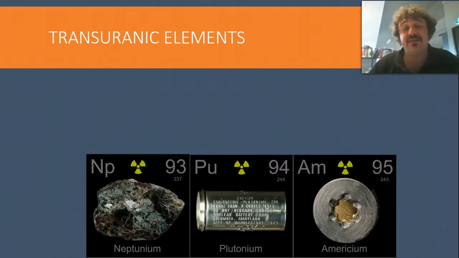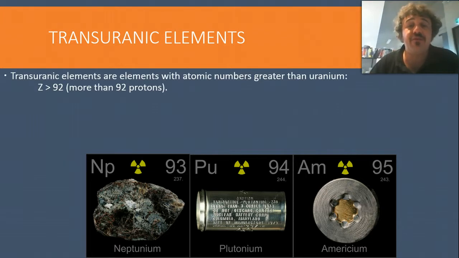Okay, so first we need to say what a transuranic element is. And here are the first three: neptunium, plutonium, and americium. These are all elements that have more protons than uranium. So they have a greater number of protons than uranium, or a greater atomic number, Z greater than 92, so more than 92 protons. What makes them interesting is that they don't exist in nature. They are all artificially produced.